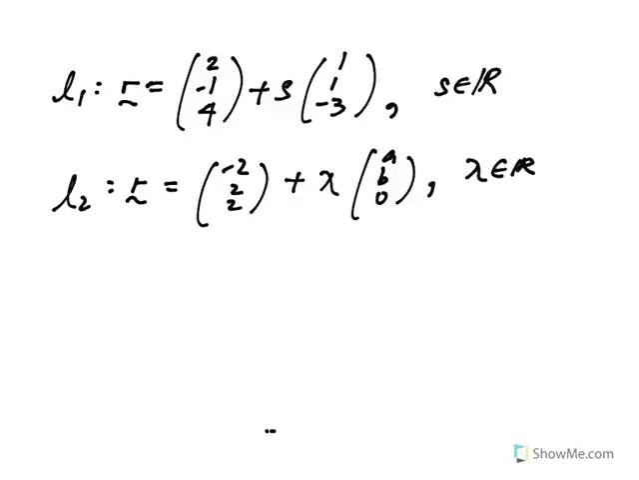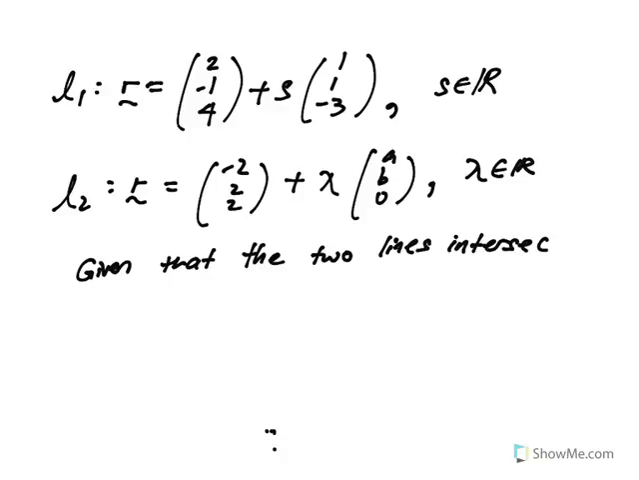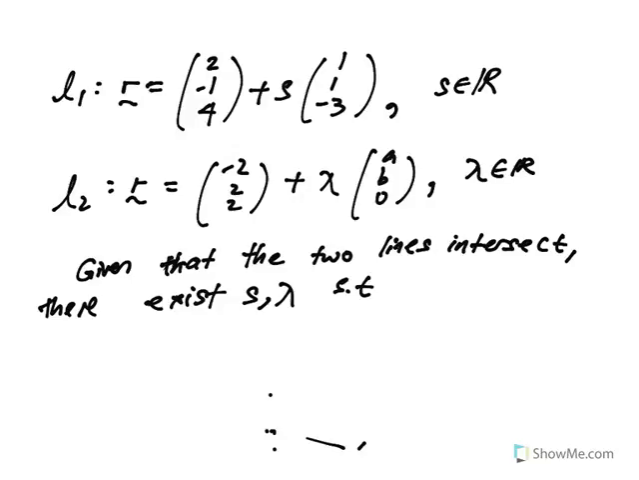Given that the two lines intersect, then there exists S and lambda such that 2 plus S equals negative 1 plus S, 4 minus 3S.